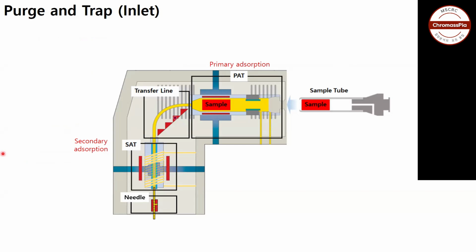This is a schematic diagram of a Purge and Trap inlet. When the sample tube containing the sample is inserted into the device, the sample is pressed and trapped as a gas in the PAT, the primary absorption tube section for primary absorption. It is then transferred to the SAT through the transfer line, where it undergoes secondary absorption. After that, the temperature is quickly raised to desorb the substances, which are then introduced into the GC here.